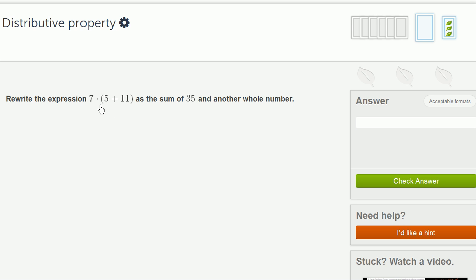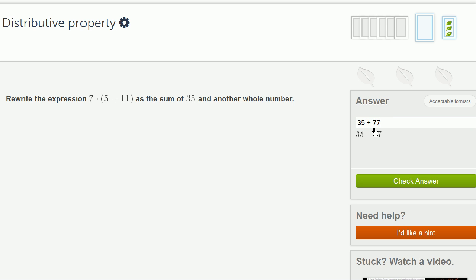So let's apply the distributive property, and let's see if we can get a sum of 35 and another whole number. So 7 times 5 plus 11, that's the same thing as 7 times 5 plus 7 times 11. And you can see with this expression editor right over here, it puts it in nice math formatting for what it looks like for the computer. So if we're distributing the 7 over the 5 and the 11, it's 7 times 5 plus 7 times 11. Well, 7 times 5 is 35, and 7 times 11 is 77.